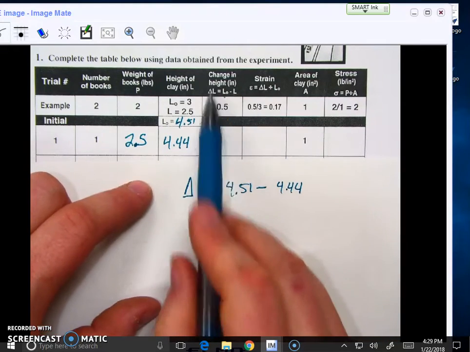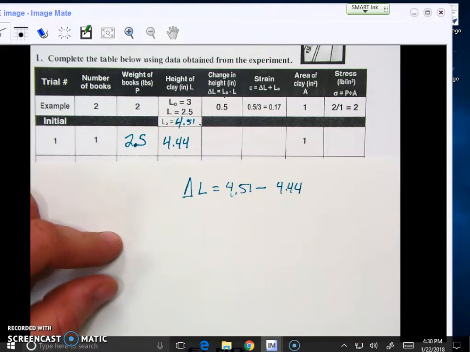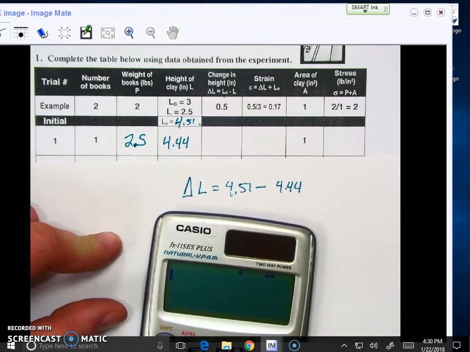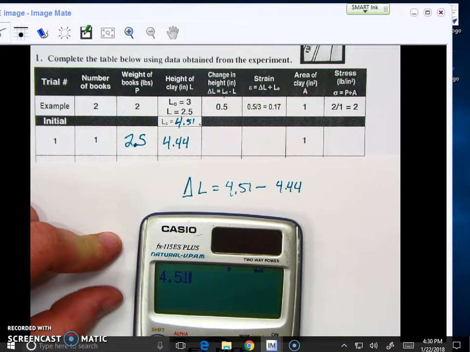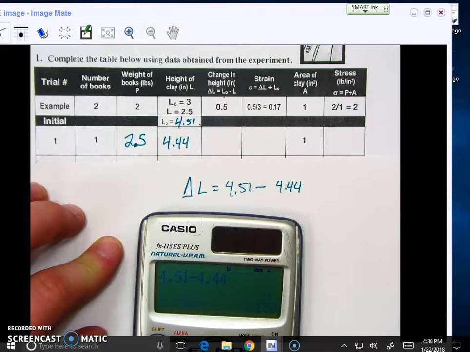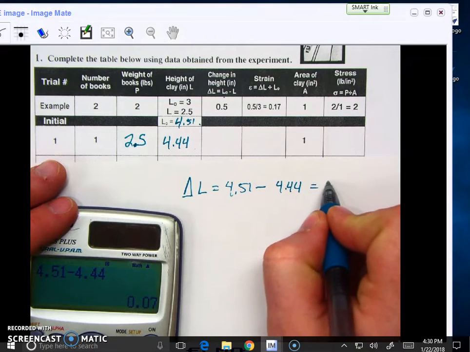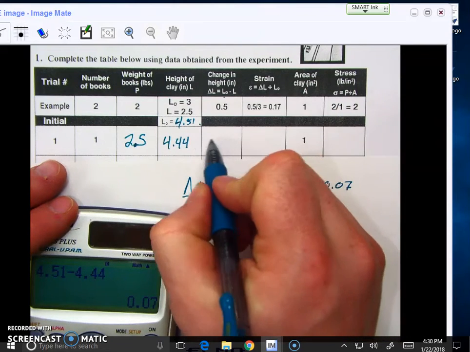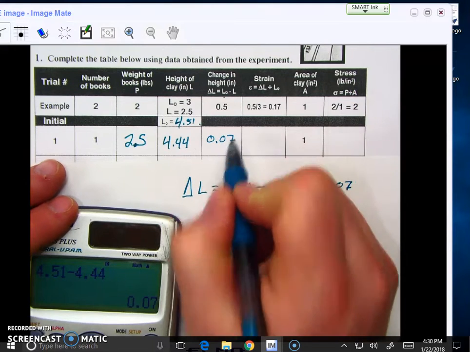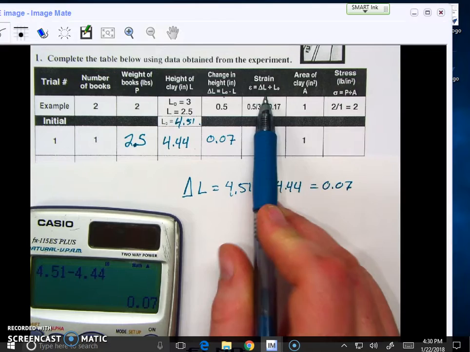We'll always, in this equation, be referring back to the initial height and using the height of whichever trial we're on. Of course, that's something you can punch in your calculator. And for this first trial, it shouldn't be too much of a change in height, just because the first weight shouldn't change the height a whole lot, so I get 0.07. So 0.07 inches is the change in height, and that lets me actually go through and calculate the strain.